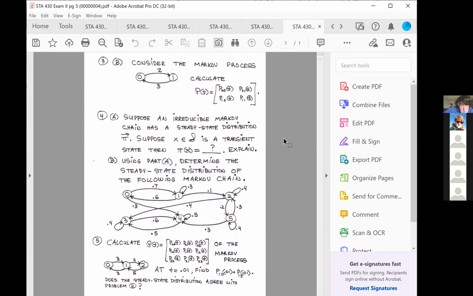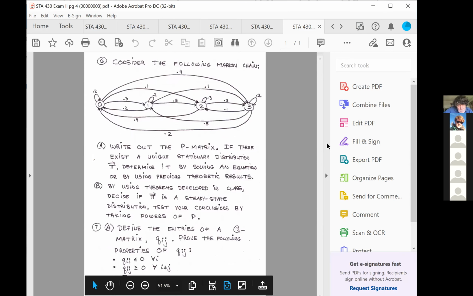So problem 3B, skip. Problem 4, do it. Problem 5, skip. So don't do 3B or 5, just do problem 4 on here. Let me move, if I can, to the next one.